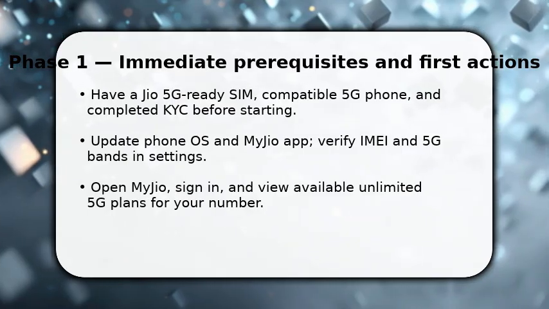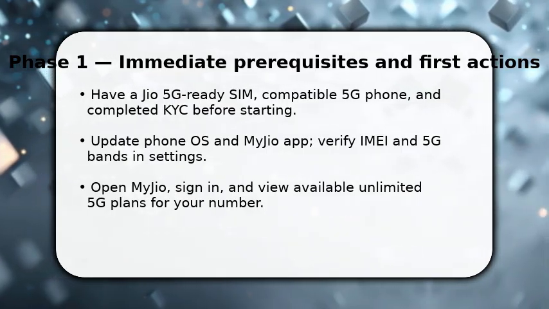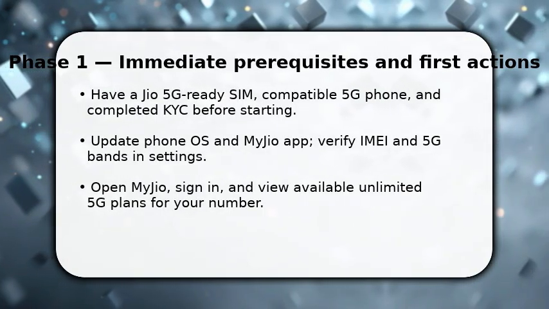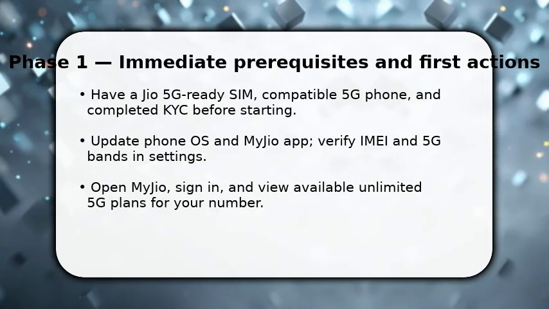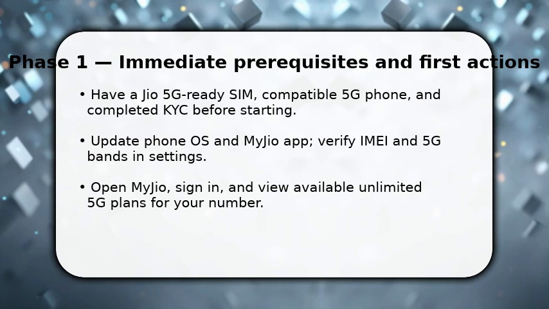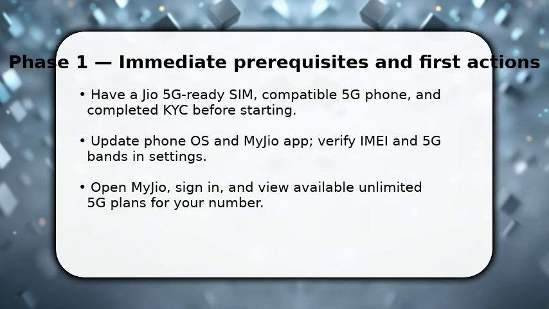This avoids activation delays. Next, check your phone's IMEI and band support in settings. Then open My Jio, sign in, and pull up unlimited 5G plans for your number. Do this now, because without compatible hardware and an updated app, activation stalls.